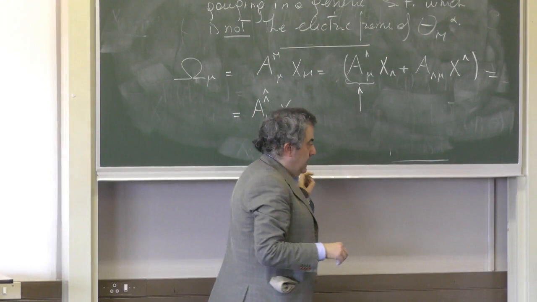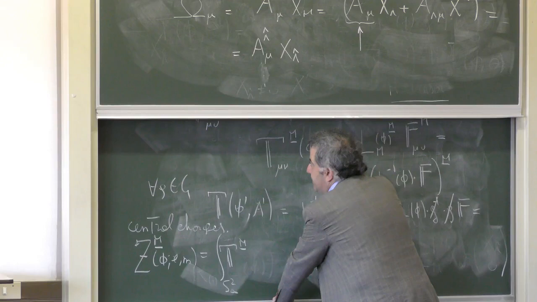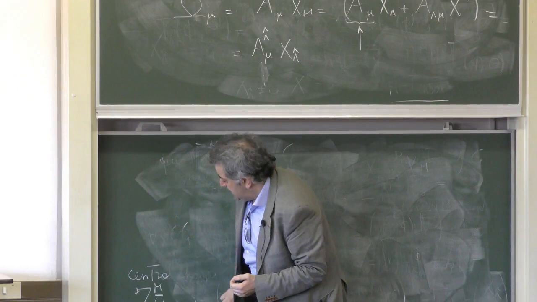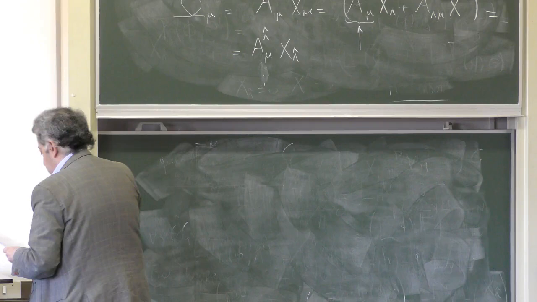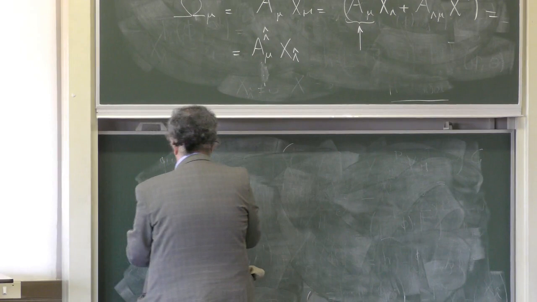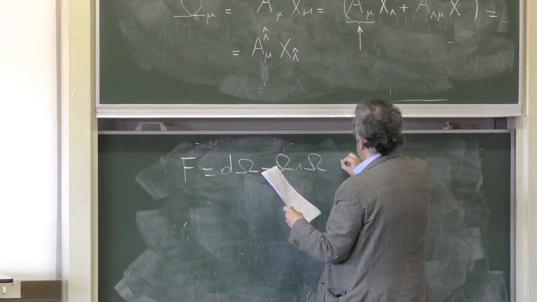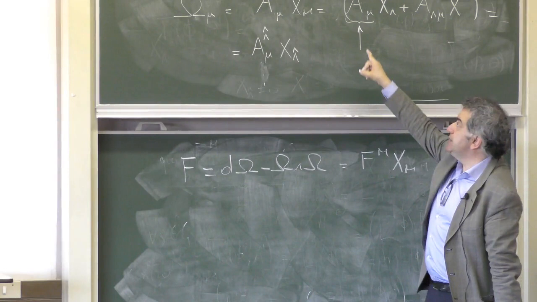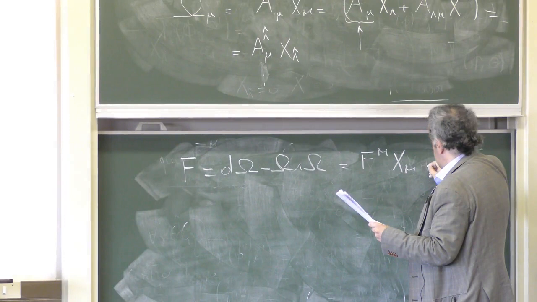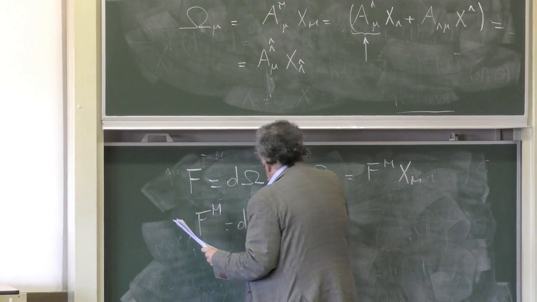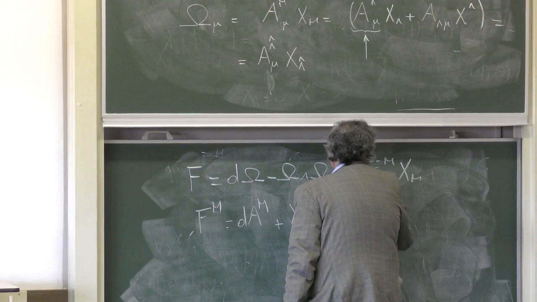So we start from omega and we construct the field strengths, following the same steps as we did yesterday. How do we construct the field strengths? F equals d omega minus omega wedge omega; there's no more coupling constant. So you do this, and then you write this as F^M X_M. You do this exercise using this. What you end up with is an expression for the field strength, F^M, which is dA^M plus X_{NP}^M A^N wedge A^P.